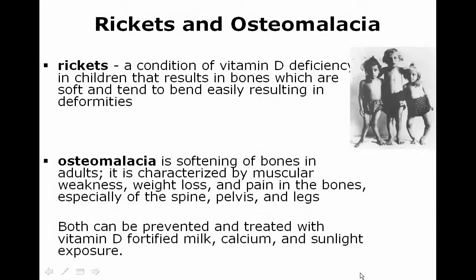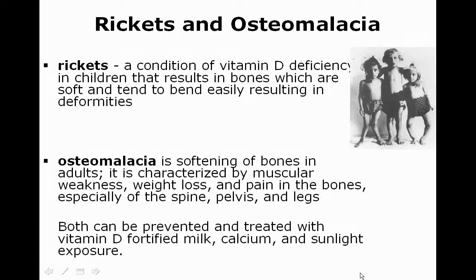Now we're going to look at 2 conditions, osteomalacia and rickets. Actually, it's the same condition. When osteomalacia occurs in children, it's referred to as rickets. And osteomalacia is softening of bones. Great picture of the kids here, that their legs are bowing, their leg bones are bending because their bones have softened. Malacia means softening, and it's due to a vitamin D deficiency.